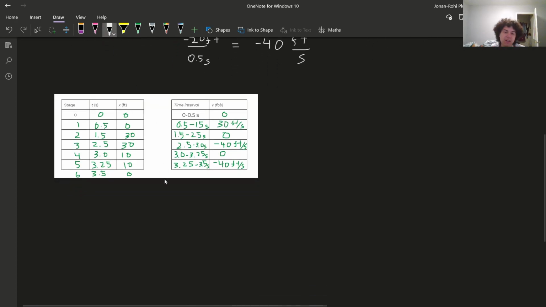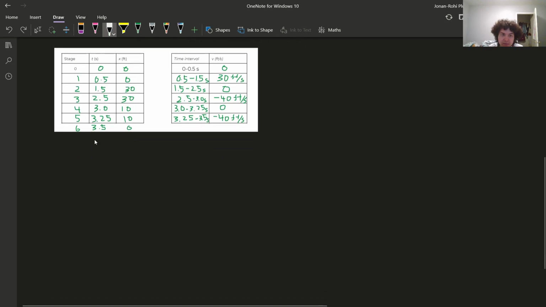So to demonstrate that, first let me actually draw the graph. To draw the graph, I know that my maximum value is 30 and my minimum value is negative 40. So I'll draw it here. I'm going to draw it two-sided so I can have a negative side and a positive side.